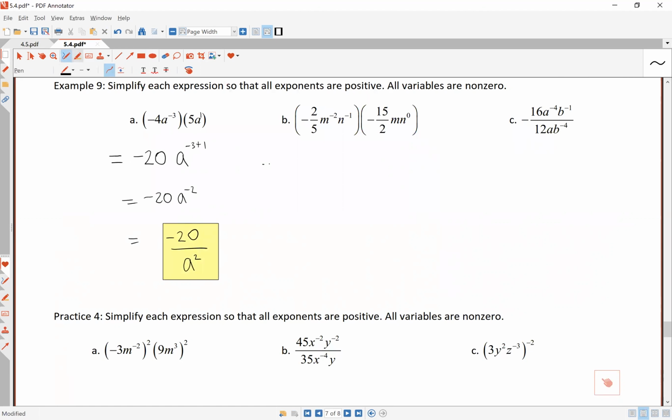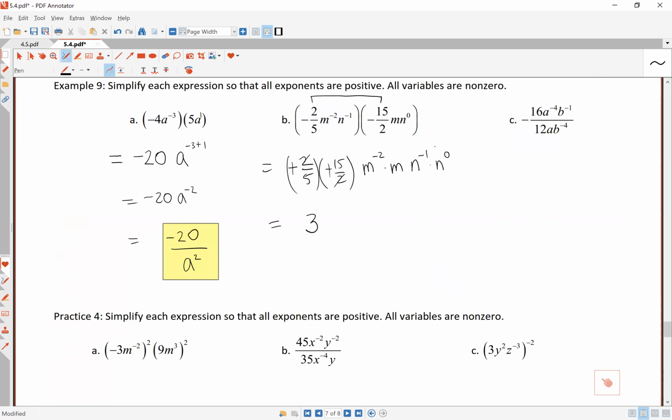Letter B. Just like monomial times monomial, we're going to multiply the two coefficients together, negative 2/5 multiplied by negative 15/2. m to the negative 2 is going to be multiplied by m, and n to the negative 1 by n to the 0. These 2's will cancel. These two negatives will cancel, and 5 goes into 15 3 times.